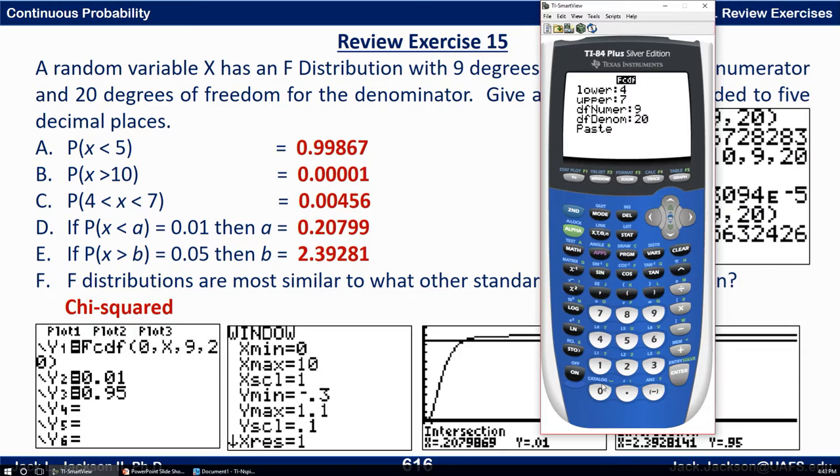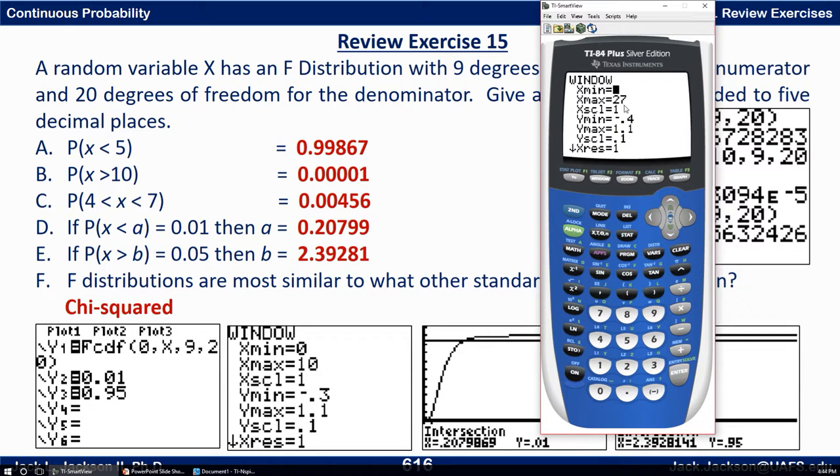Okay, and so F starts at 0, so we're going to go from 0 to X, and 9 and 20 are the degrees of freedom. That's right. So hit paste and put that in your Y1. For Y2 we put in the probability to the left as a constant, which will be a horizontal line.